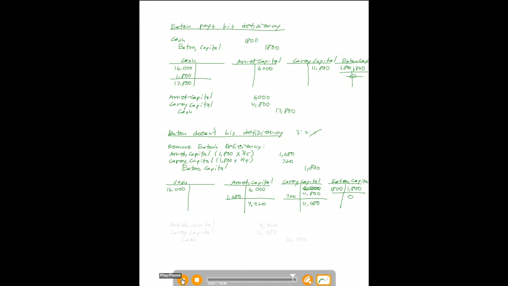So the journal entry to distribute the 16,000 of cash is going to go to Arnett Capital of 4920 and Carrie Capital of 11,080, and they literally are going to get checks written to them for this amount. This is how much cash they're going to get out of the partnership. So you've got your 16,000 of cash, and that's how it's going to be divided.